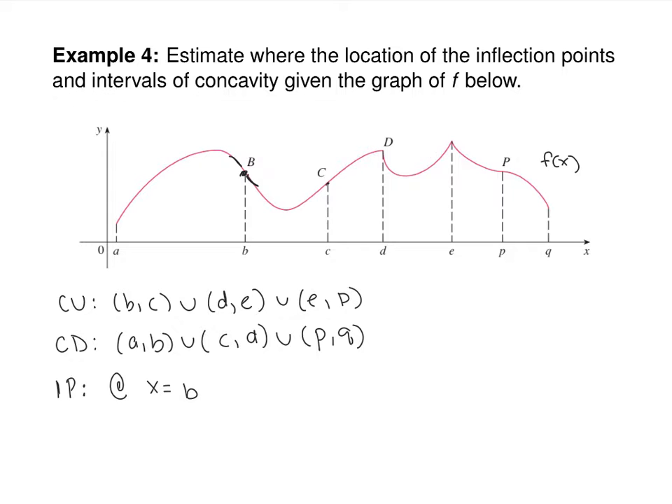How about C? Does the concavity change, the way it opens? It was opening up, and after C, it opens down. So B, sure. C, sure. How about D? Yep, more obvious there. Does the concavity change at E? Nope. Does it change at P? Yes. So it doesn't matter how little it changes. B and C are quite subtle.